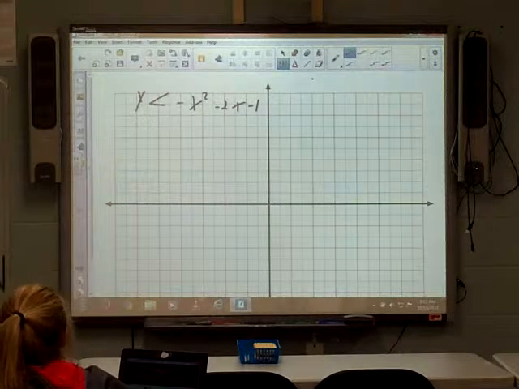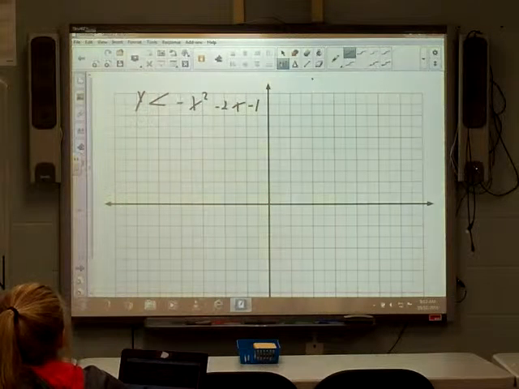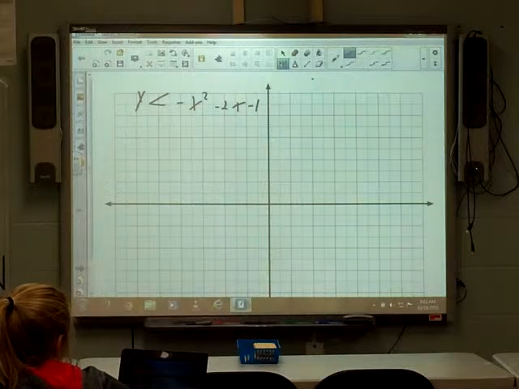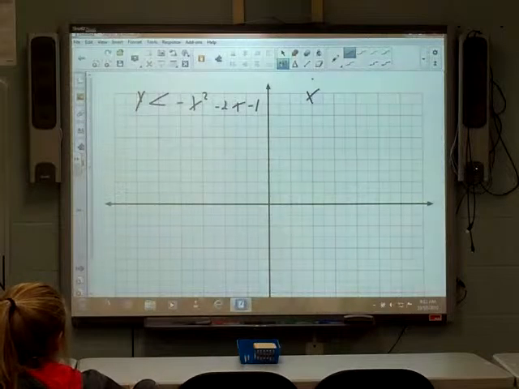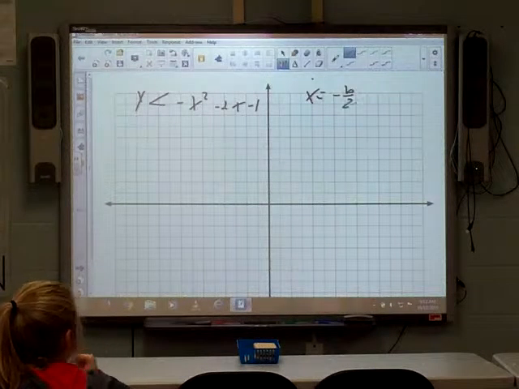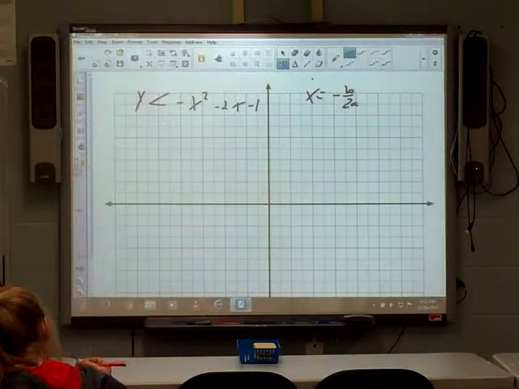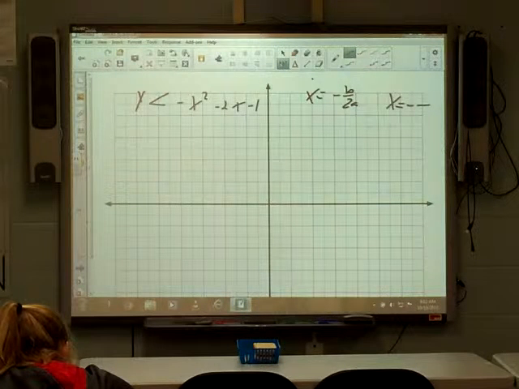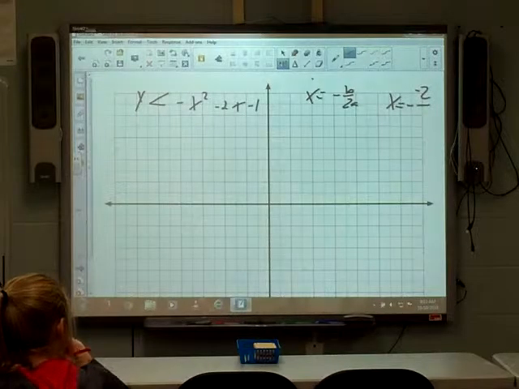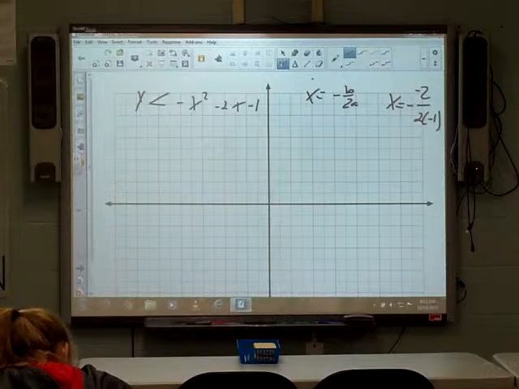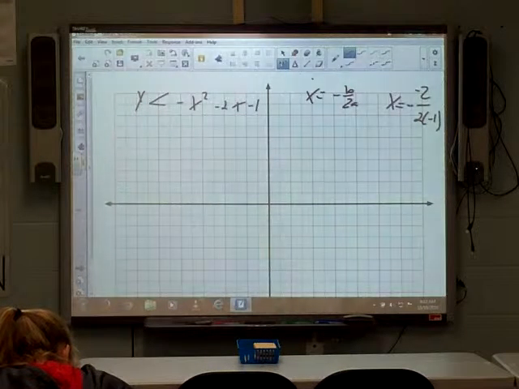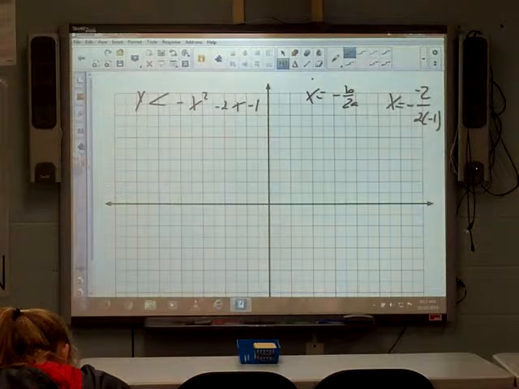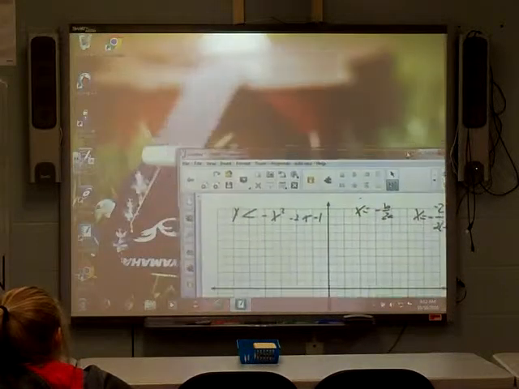Alright, if I'm going to graph this, I'm not going to worry about the less than sign right now. I'm just going to graph it like normal. I know that's in standard form, so I'm going to do my negative b over 2a to start finding the vertex. So it's going to give me x equals negative. My b is negative 2, and my a is negative 1. So I've got negative 2 divided by negative 2, which is 1, and then I make that negative.